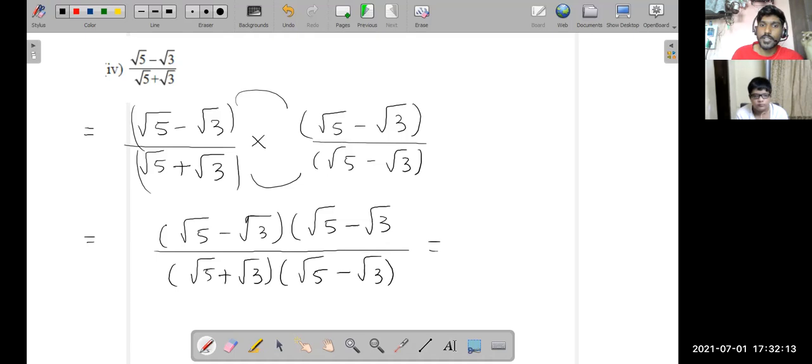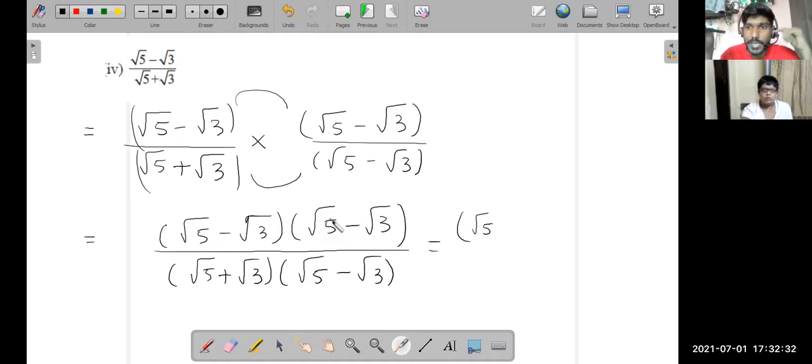Now look at the numerator. In the numerator, both of these are the same. So what will this change to? Both the brackets are the same. So what will it become? No, both the brackets are the same. It's like, what is A into A? A square. What is B into B? B square. Okay.